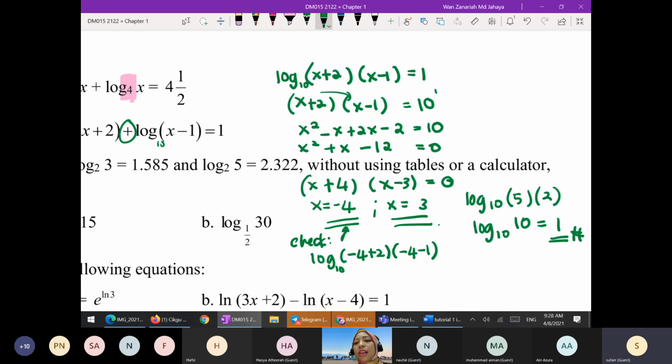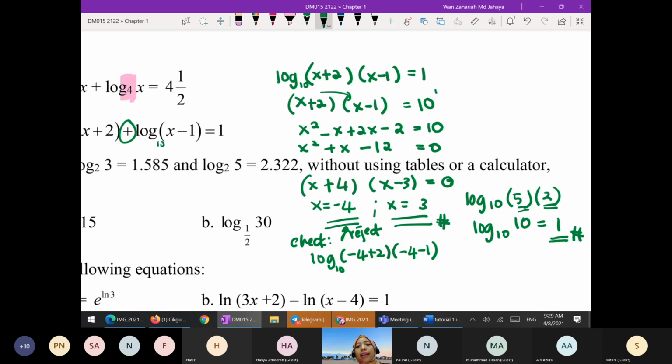So hati-hati jugalah bila check menggunakan kalkulator. Tengok bila check menggunakan kalkulator pun salah. Bila cikgu congak macam ni, tengok you all 3 tambah 2, betul tak 5? Betul. 3 tolak 1 dapat 2. 5 darab 2, 10. So log 10 base 10 dapat 1. Okay, so our x equals to negative 4, we have to reject. Okay, only this is our final answer.